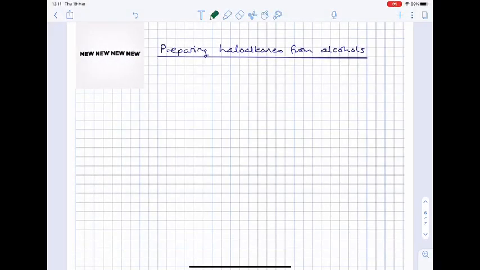Finally, for this video, we're going to look at the preparation of haloalkanes using an alcohol. So this is a new reaction we haven't done before, for the first years anyway.